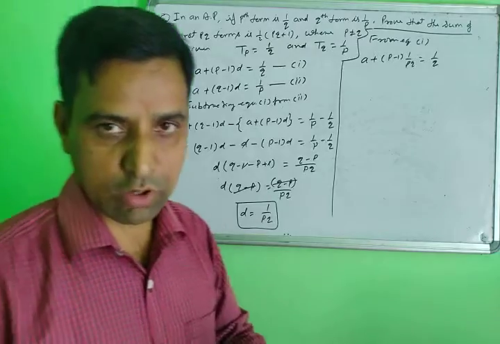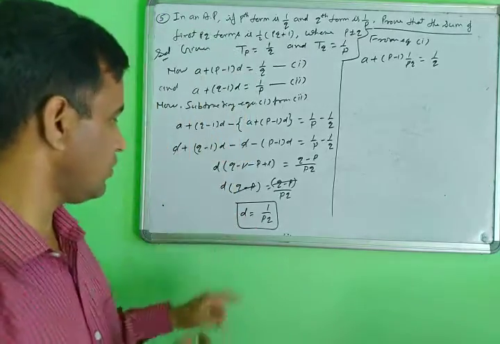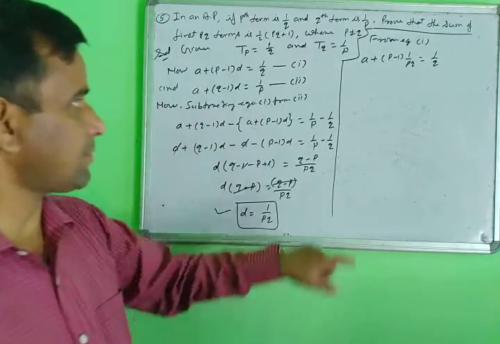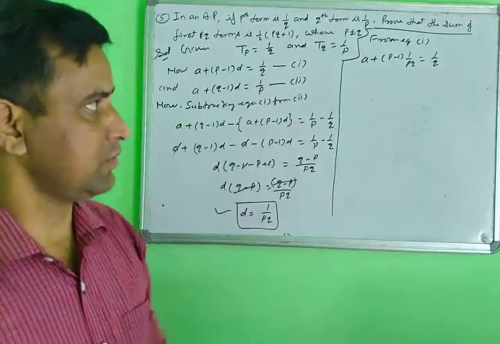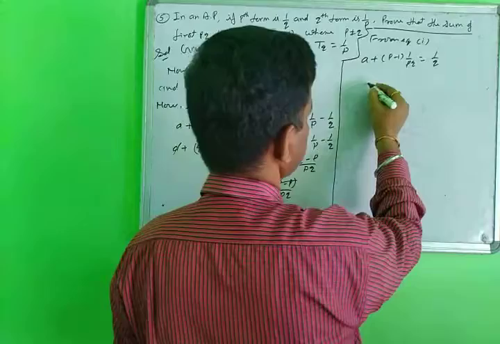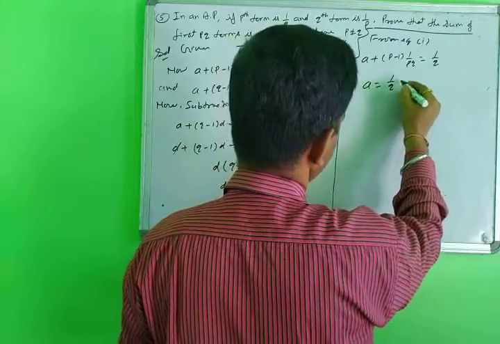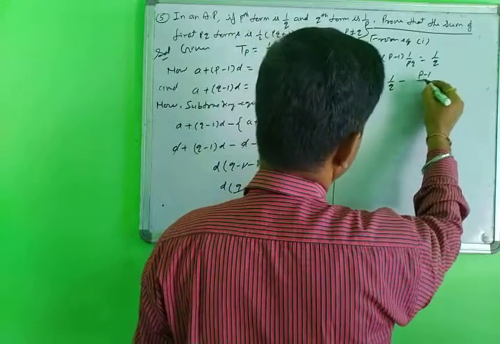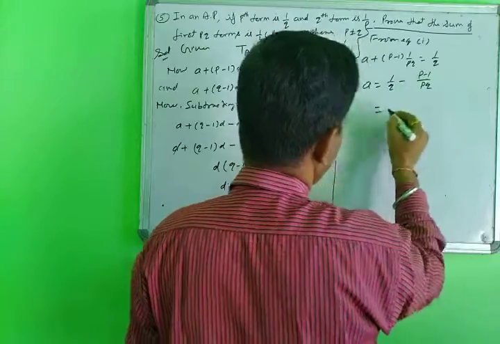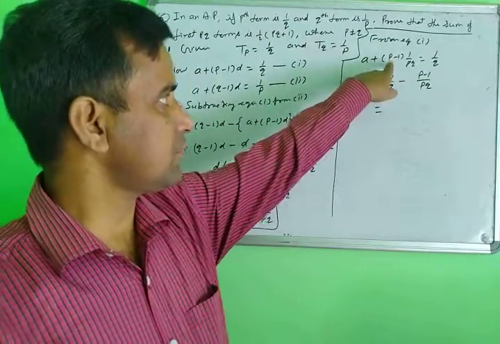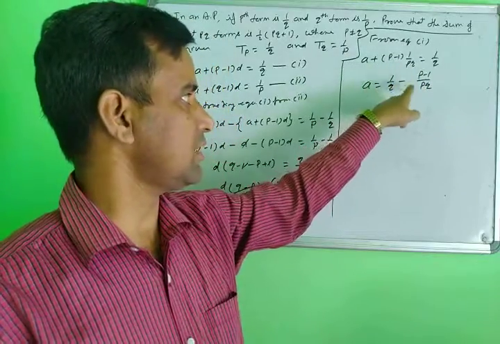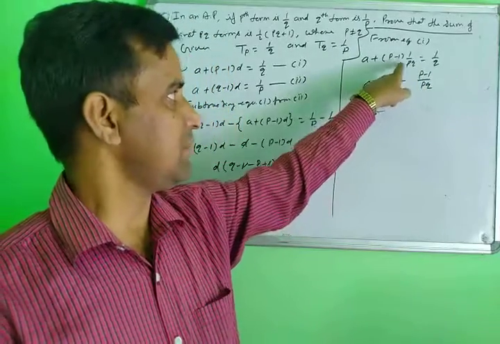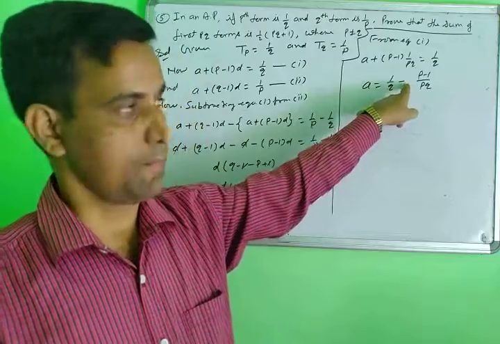Then you find the value of a. You have got the value of d, and after that you will find the value of a. What is the value of a here? a equals 1 upon q minus (p minus 1) upon pq. Now this term is transposed to the right side, so the positive form becomes negative: (p minus 1) upon pq, this is the negative form.